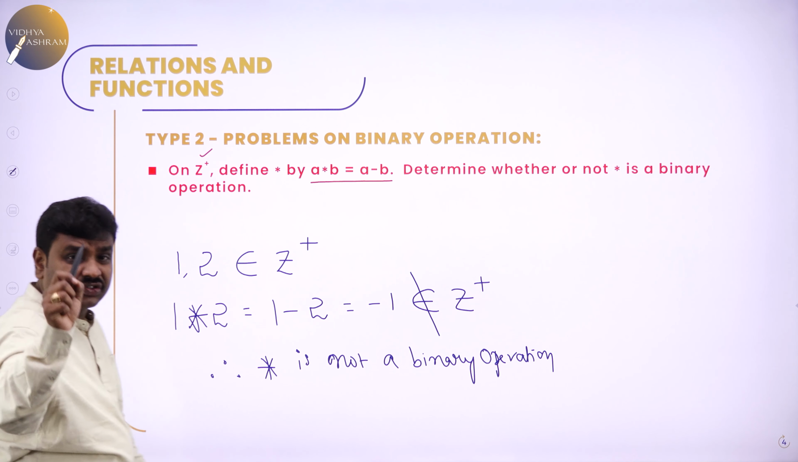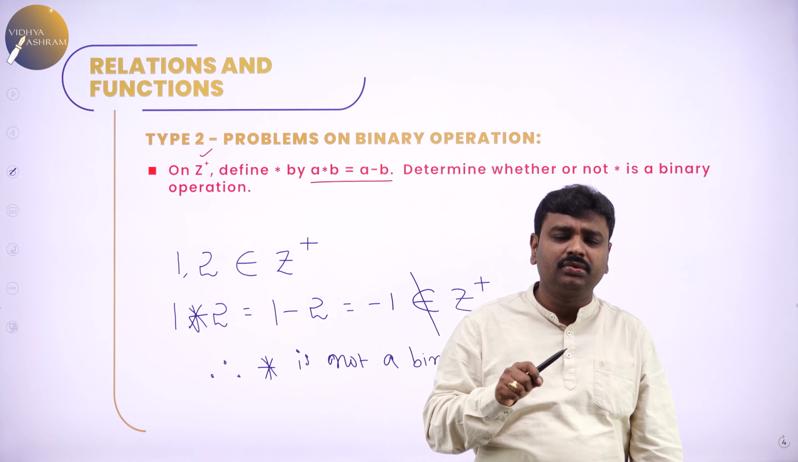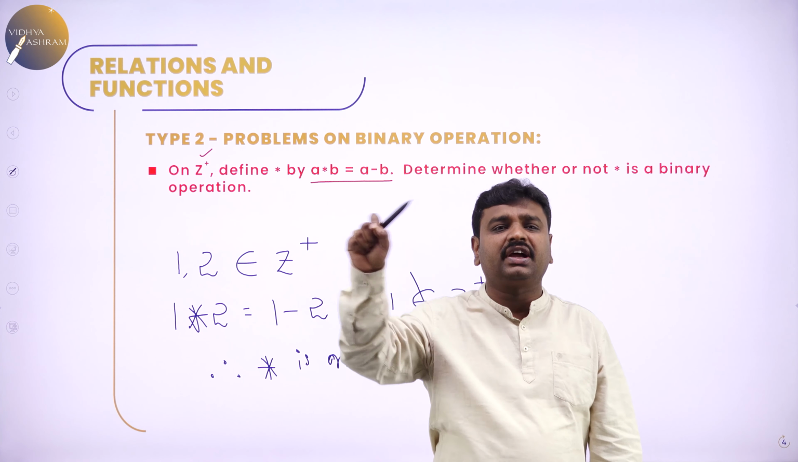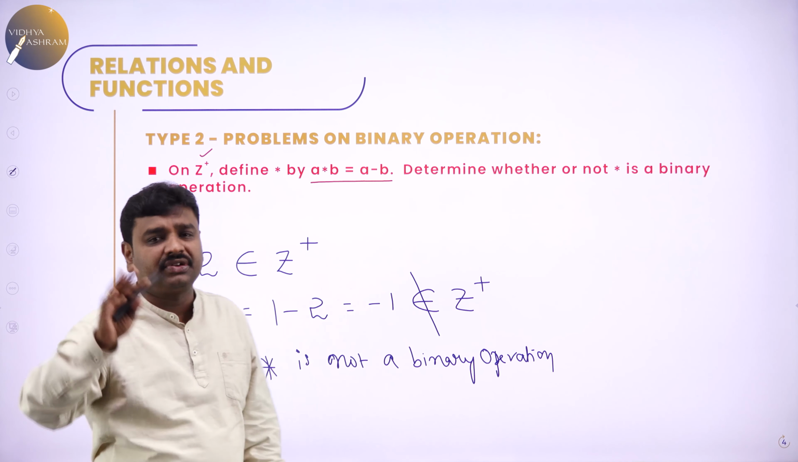Means to solve these kinds of problems, you should be aware of the number system. Z plus, all the positive integers including 0, or we call it non-negative integers. R plus, non-negative real numbers.